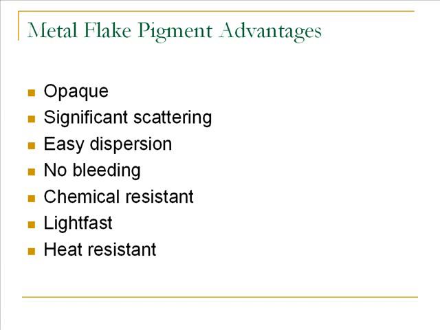Advantages: the opacity, significant scattering, easy dispersion, no bleeding, chemical resistant, light fast, and heat resistant. Mainly they're used for their special optical effects. Used more so in paints probably than in plastics. There are some disadvantages. They're heavy. They have high specific gravity. Opacity can be a problem.